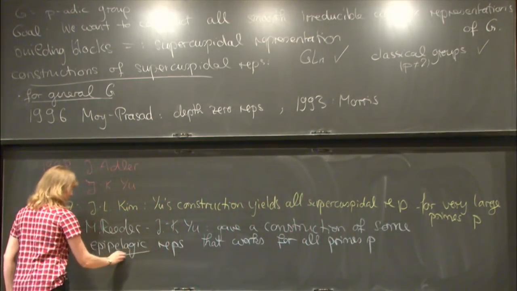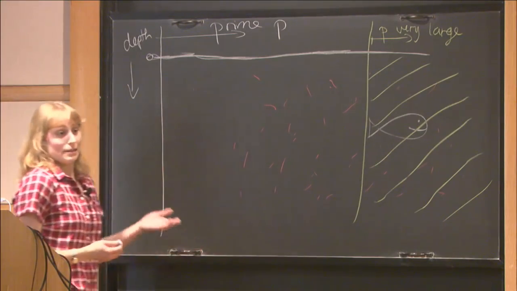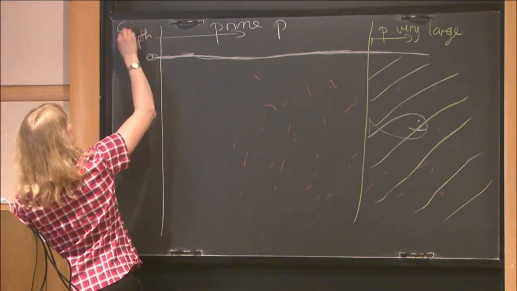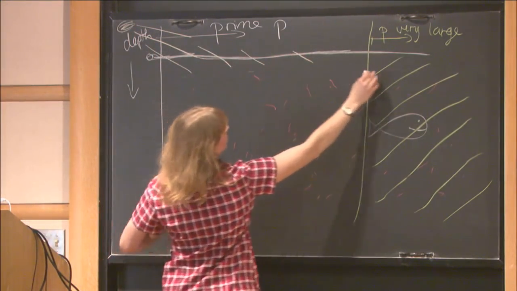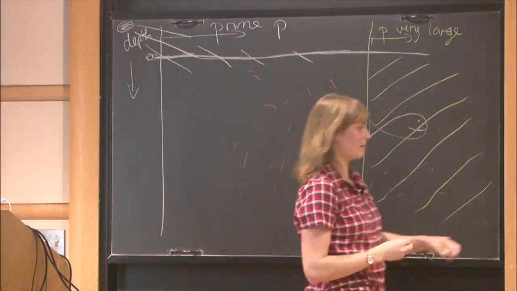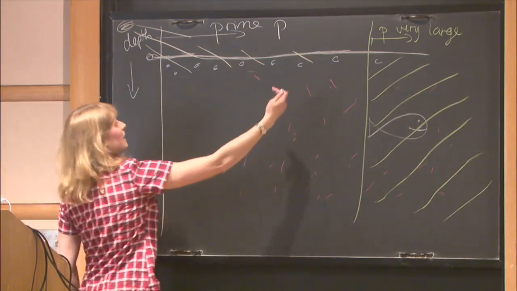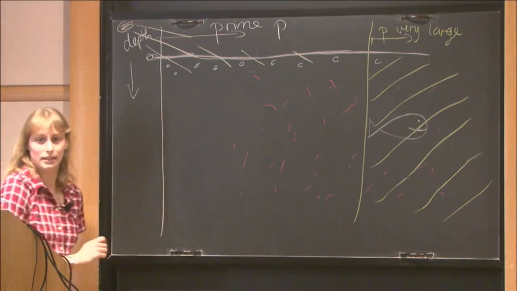So what does it mean to be an epipelagic representation? In oceanography, the epipelagic zone is the upper zone of the ocean, which is the zone that can be reached by sunlight. So here we have a sun, and the sunlight reaches a small zone on top of the ocean, which is called the epipelagic zone. The representations that Mark Reeder and Yu constructed are representations that swim up here that have very small positive depth, smallest positive depth. That means we can now actually enter the zone that we didn't know before, and we know now there are more fish here.